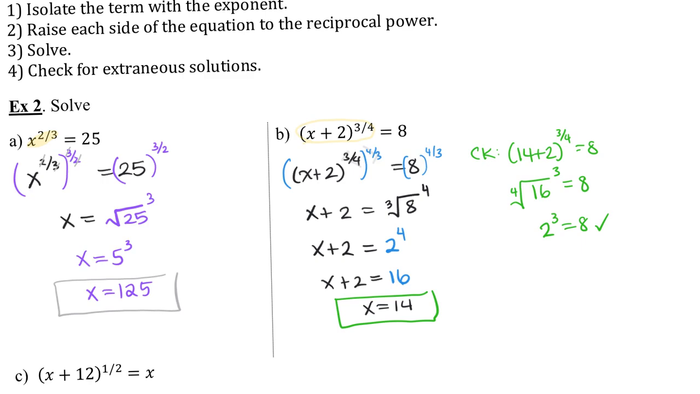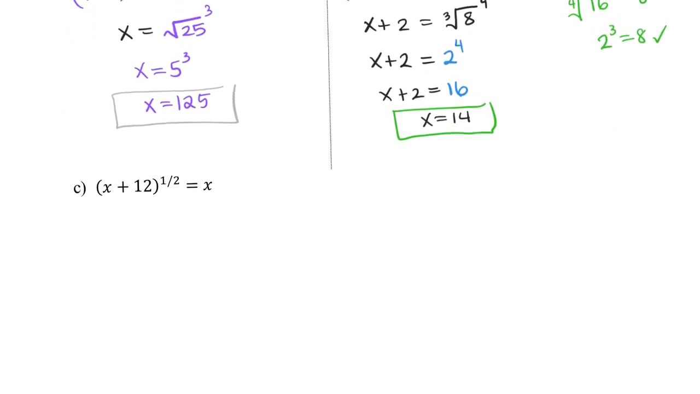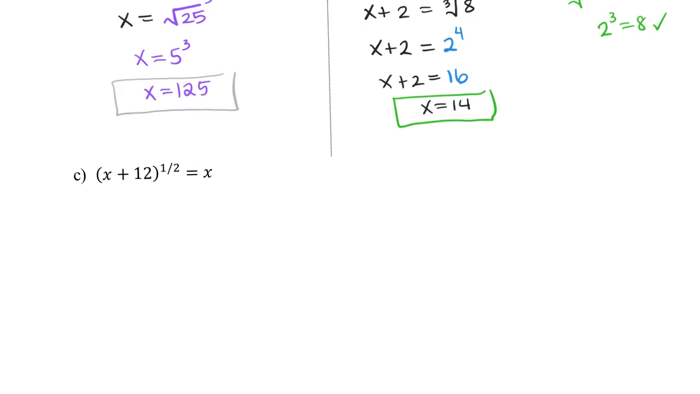Okay, let's try one more. This will be the tricky one again. Okay, x plus 12 to the 1/2 equals x. The part with the exponent is isolated. Since it's raised to the 1/2, I want to raise it to the reciprocal, so I'm going to raise it to the 2/1. The reason we do that again is because then the 2's cancel and the 1's cancel, since we're multiplying. So x plus 12 equals x to the 2nd.